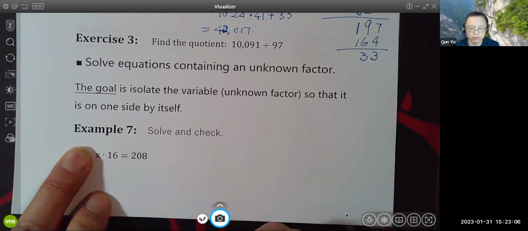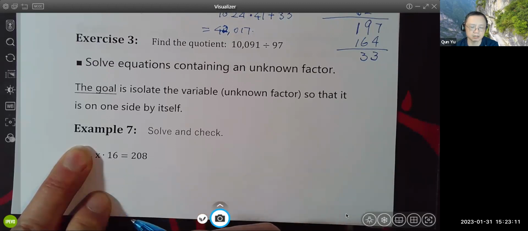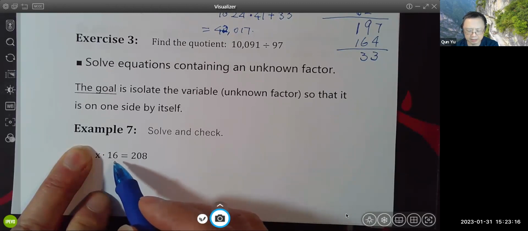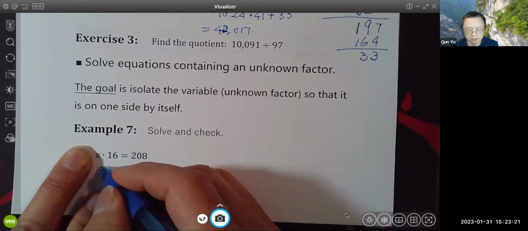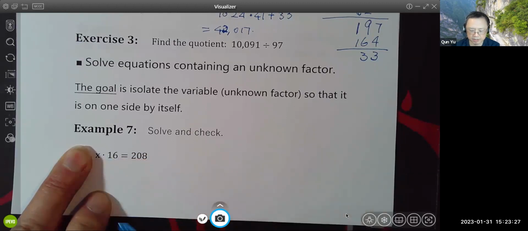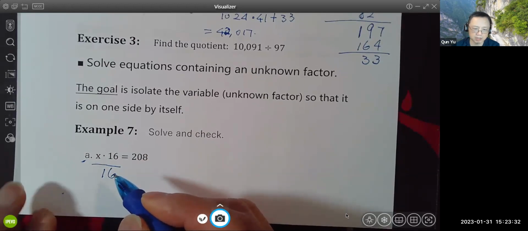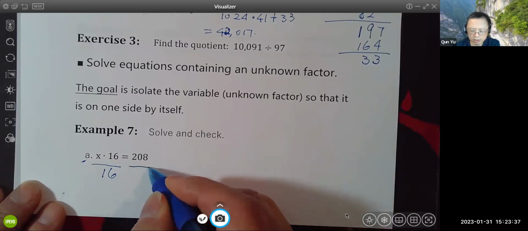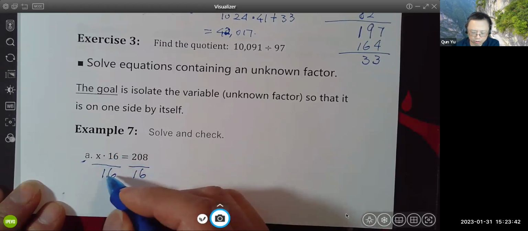So in solving equation, whenever you want to get rid of something, you want to do the opposite operation. So x and 16 are connected by multiplication. We want to disconnect them from here. So what is the opposite operation of multiplication? That's division. That's why we want to divide by 16, because we want to get rid of 16. We don't want to get rid of x. So whenever you do something to equation, you have to do it on both sides. See, hopefully this makes sense to you.